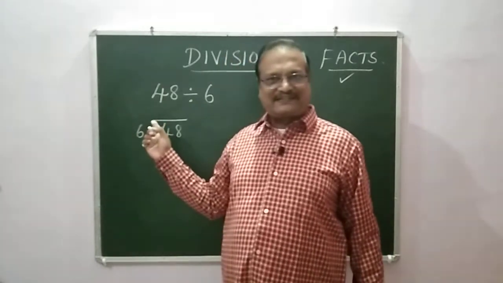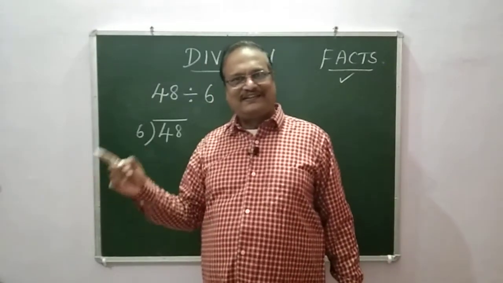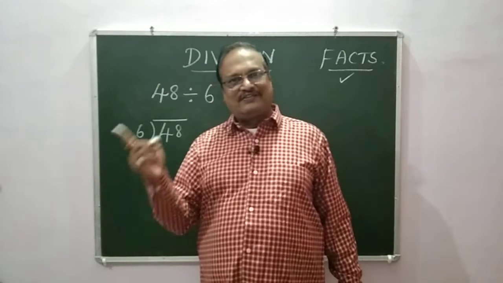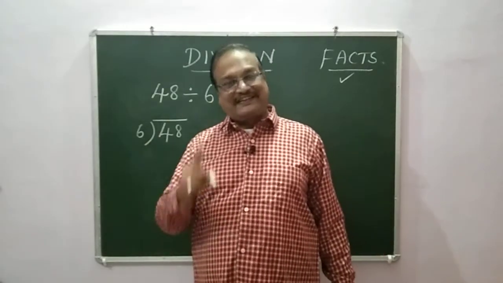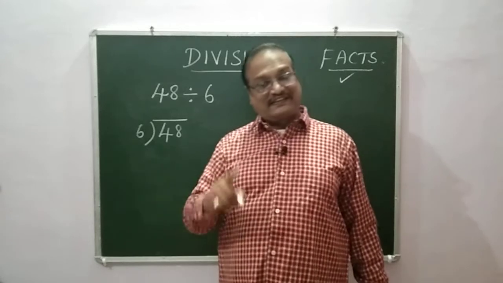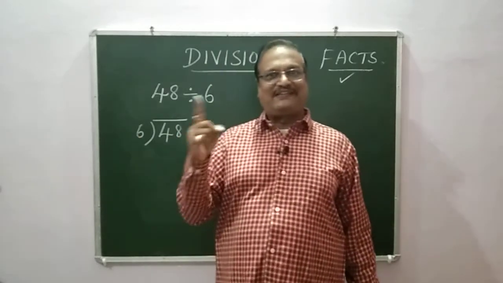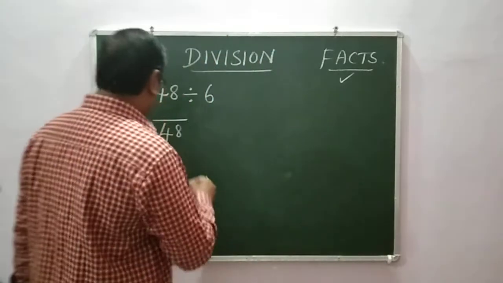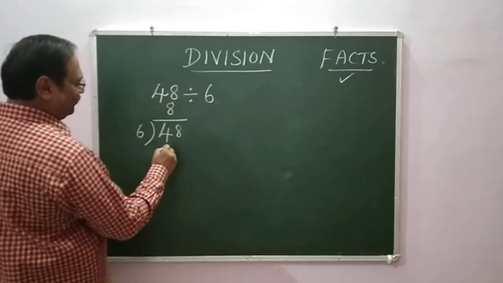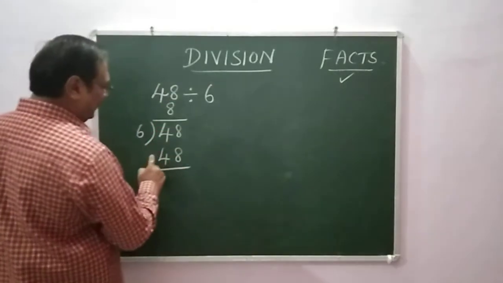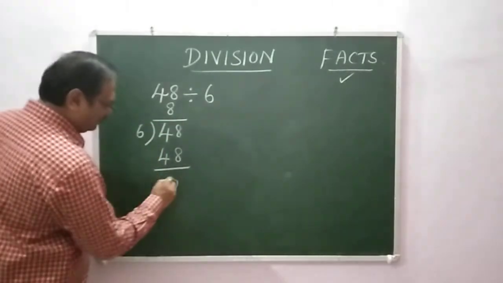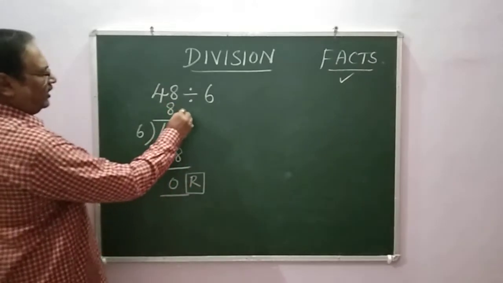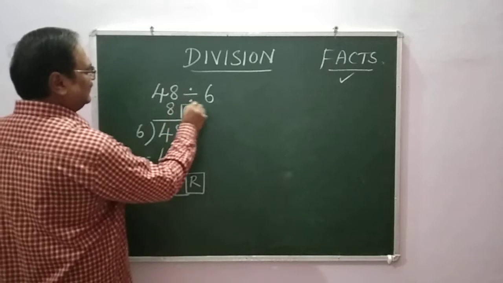6 1s are 6, 6 2s are 12, 6 3s are 18, 6 4s are 24, 6 5s are 30, 6 6s are 36, 6 7s are 42 and 6 8s are 48, right? 6 8s are 48. 48 minus 48 is 0. So, the remainder is 0. What is the quotient? Quotient is 8.